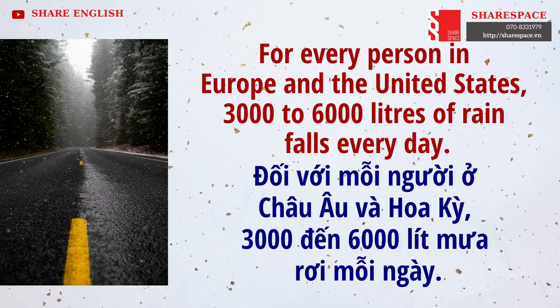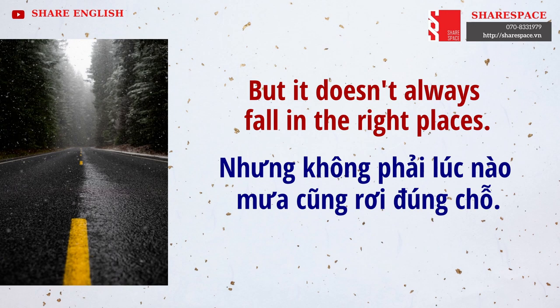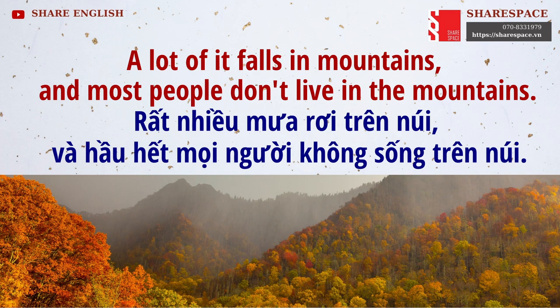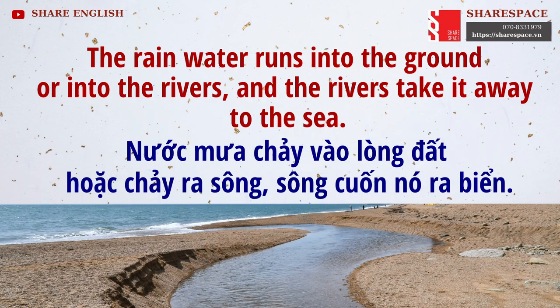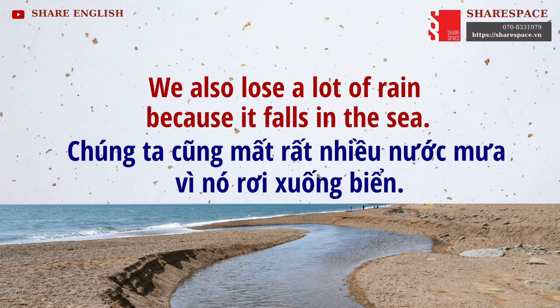For every person in Europe and the United States, 3,000 to 6,000 litres of rain falls every day. But it doesn't always fall in the right places. A lot of it falls in mountains, and most people don't live in the mountains. The rainwater runs into the ground or into rivers, and the rivers take it away to the sea. We also lose a lot of rain because it falls in the sea.